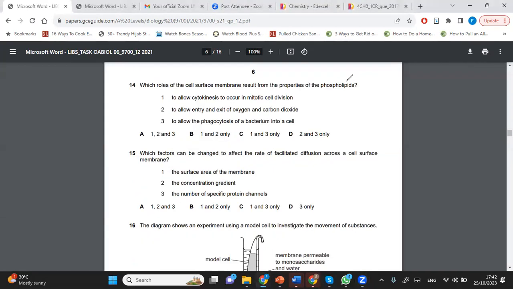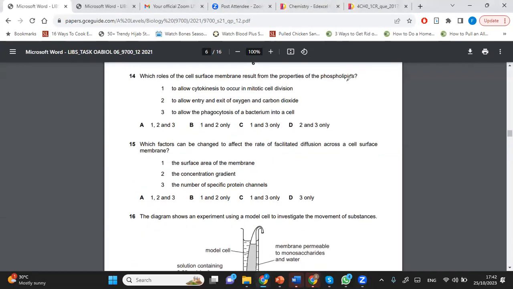All right, let's go ahead and take a look. Which roles of cell surface membrane result from the properties of the phospholipids? 1. To allow cytokinesis to occur in mitotic cell division. Now, cytokinesis is a topic that we are going to study, inshallah, when we do our topic of cell division. I think the next topic or the one after is mitosis, so inshallah, we will cover mitosis then.